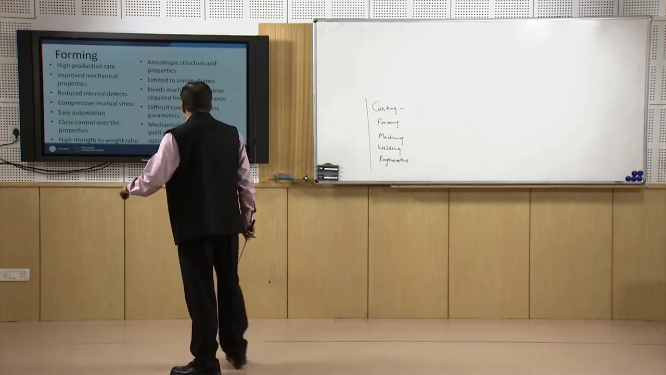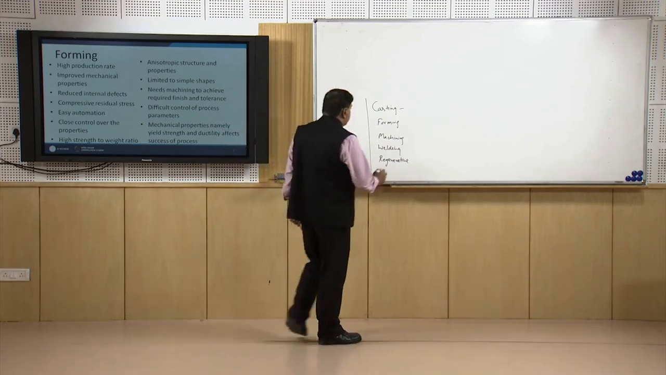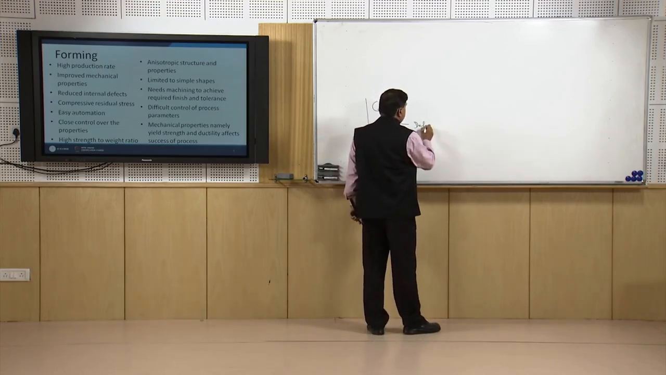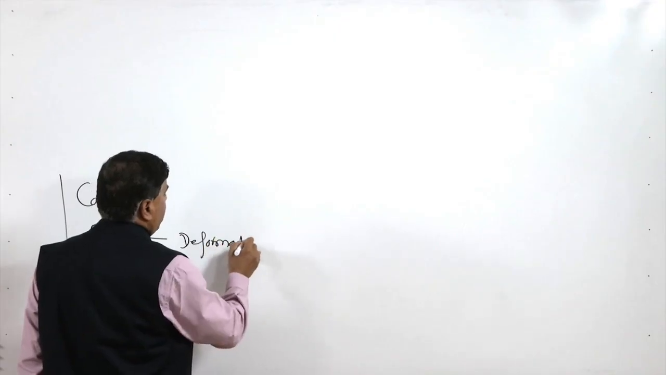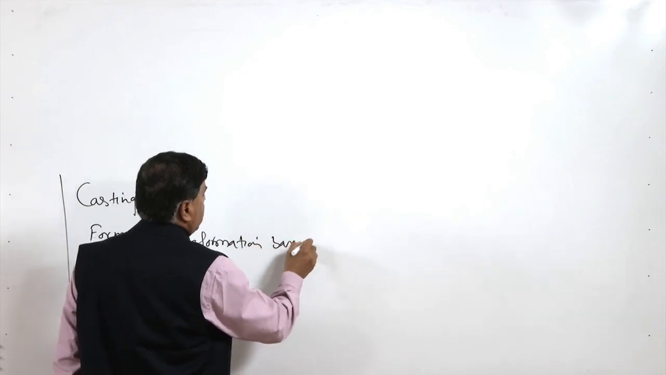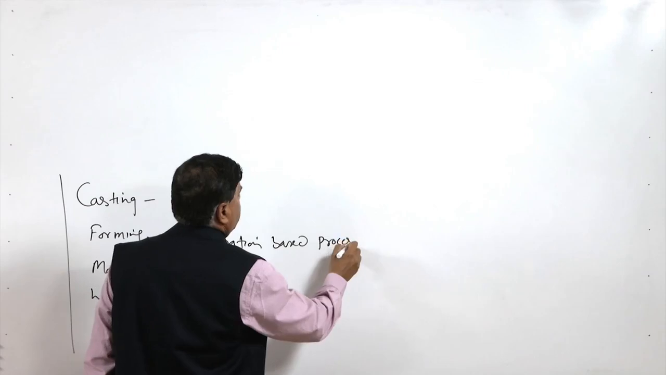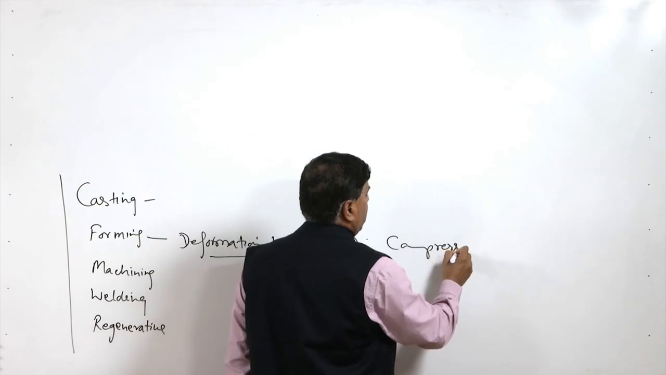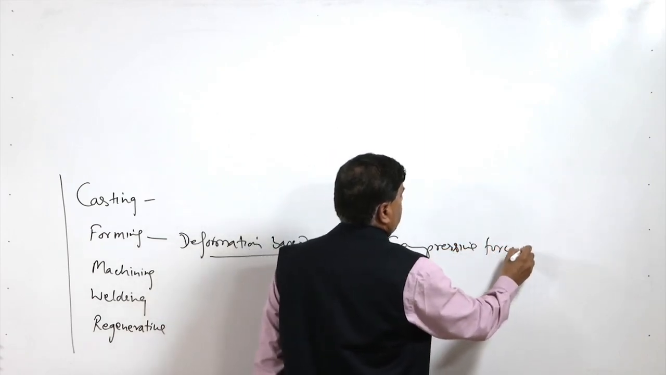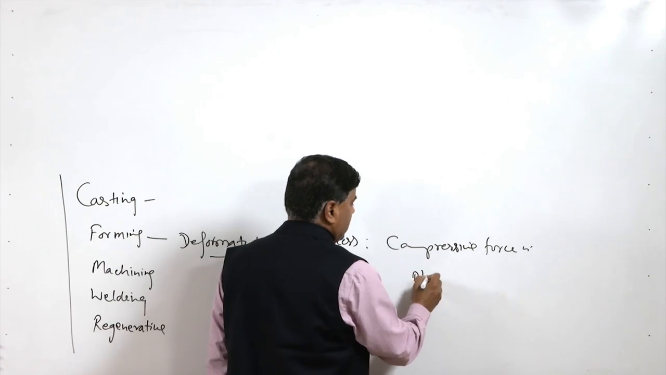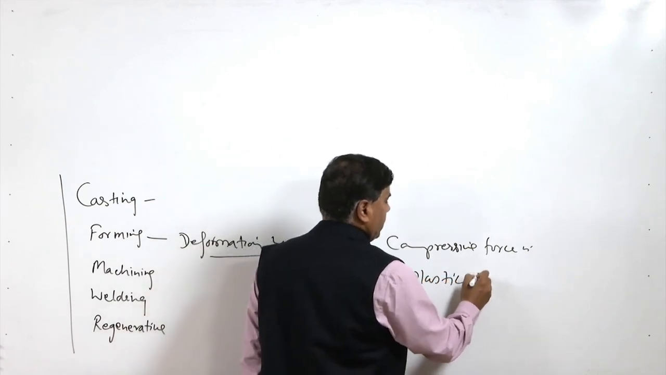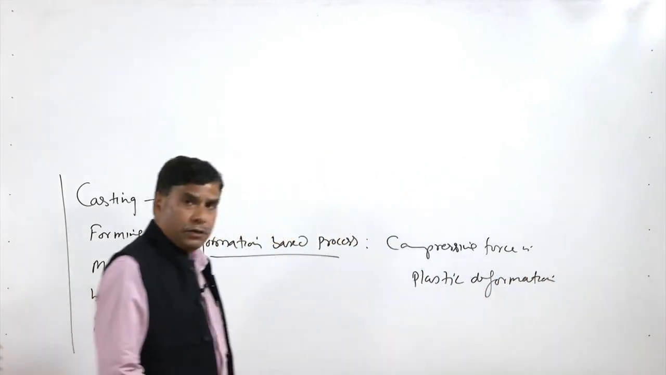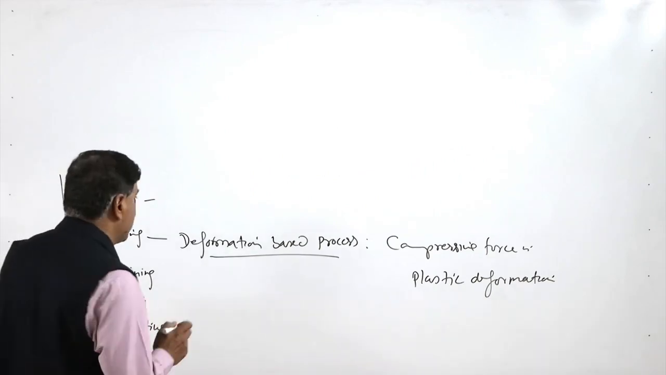Now, coming to the another process, which is forming. In case of forming, it is a deformation based manufacturing process, where normally compressive force is applied for plastic deformation, and in order to achieve the desired size and shape.